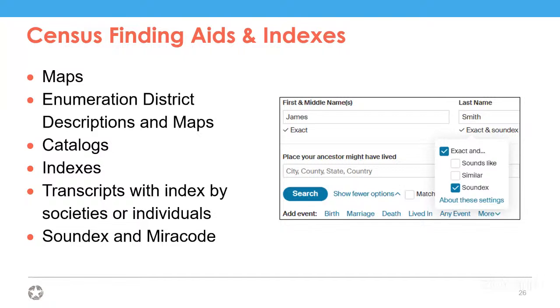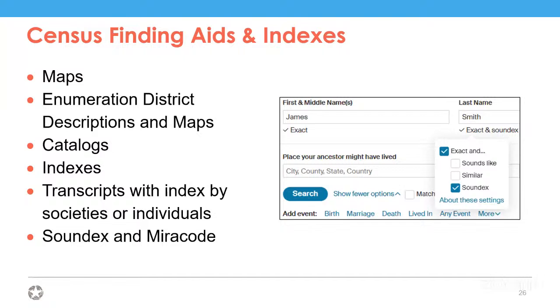So Soundex is a phonetic index that groups together names that sound alike but are spelled differently. So for example, Stewart, spelled S-T-E-W-A-R-T, versus Stuart, spelled S-T-U-A-R-T. This can help searchers find names that are spelled differently than originally expected, or were misspelled by the census taker, or what have you.